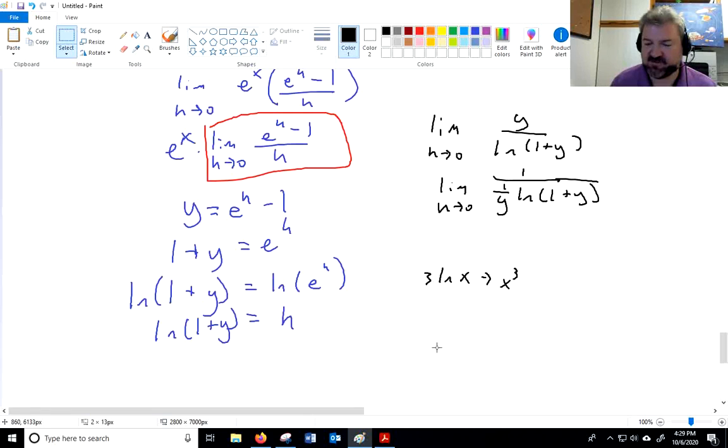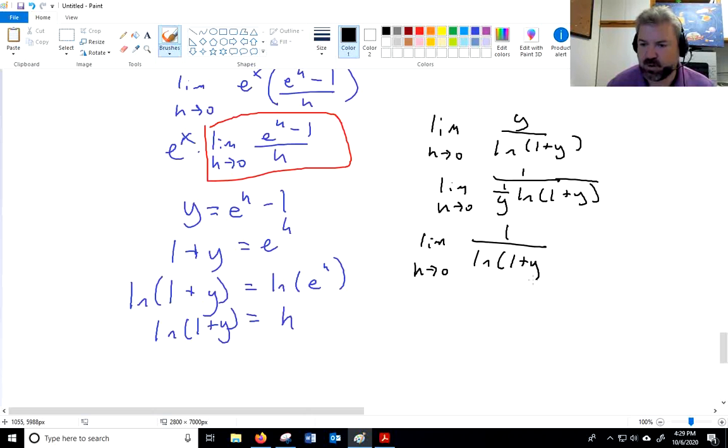So remember this property, if you have a constant, that's not x cubed, I'm sorry. I'm glad I rewrote that. I would have lost sleep over that. If I have 3 natural log of x, that's the same as the natural log of x cubed, because log expansion rules say I can take that power and bring it down in front, and I can also do the reverse. So that's exactly what I'm going to do. I'm going to rewrite this as the limit as h goes to 0 of 1 over the natural log of 1 plus y to the 1 over y.